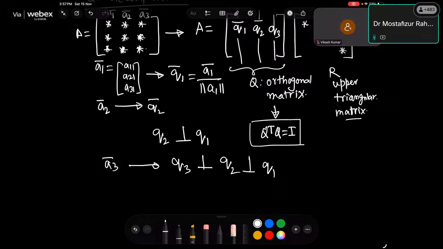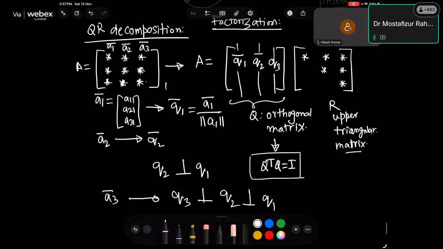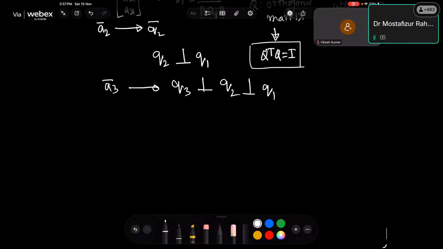So this is a well structured matrix, but this R is an upper triangular ordinary matrix. But the good part is earlier you had n square elements in A, but you have almost half the elements in R, right? Now you can ask me what is the utilization of QR decomposition?